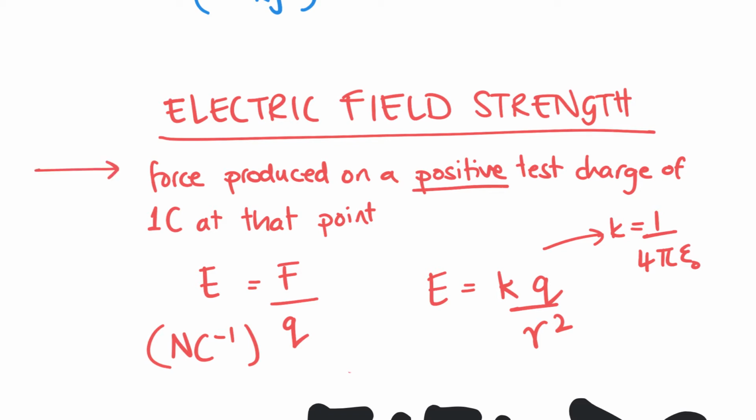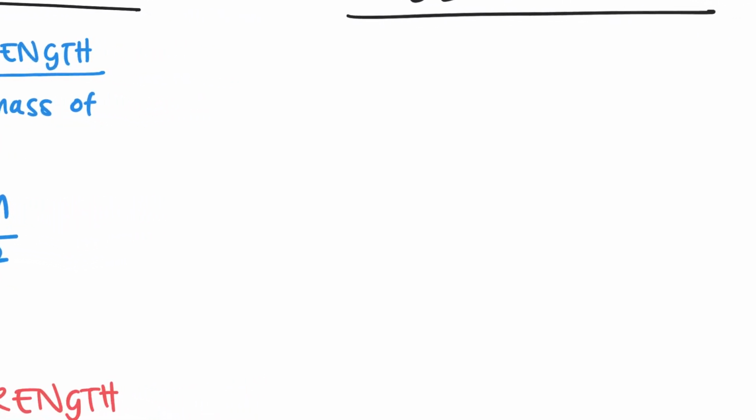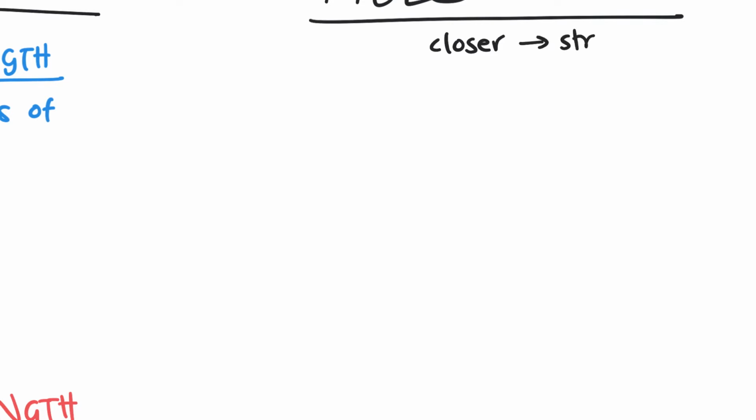So how might we visualize the strength of these fields on a diagram, or how might they be represented? They are represented by field lines. So field lines tell us two things really about the strength of a field. They tell us the direction that the field is acting in, and they give us an indication of the strength of the field. And that is because the closer together the lines are, then the stronger the field is at that point.